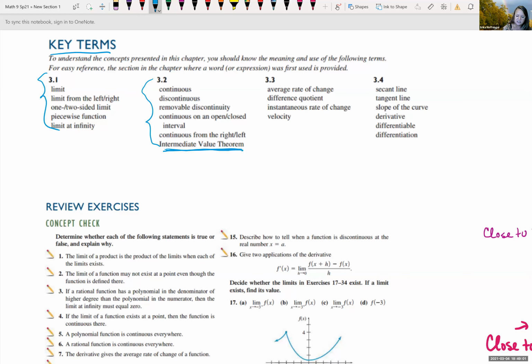3.3, average rate of change, the difference quotient, instantaneous rate of change, and velocity. Velocity is another word for instantaneous rate of change. 3.4, we talked about secant lines. So that was the line that joined the 2 points, given the average rate of change between those 2 points. Tangent line was the line that had the instantaneous rate of change at a particular point and the slope of a curve. Derivative, differentiable, and differentiation.